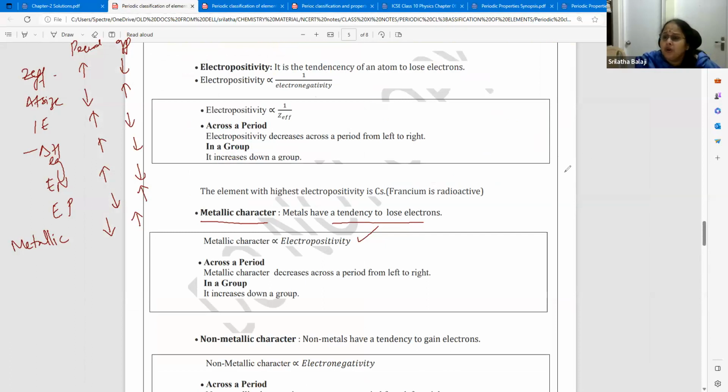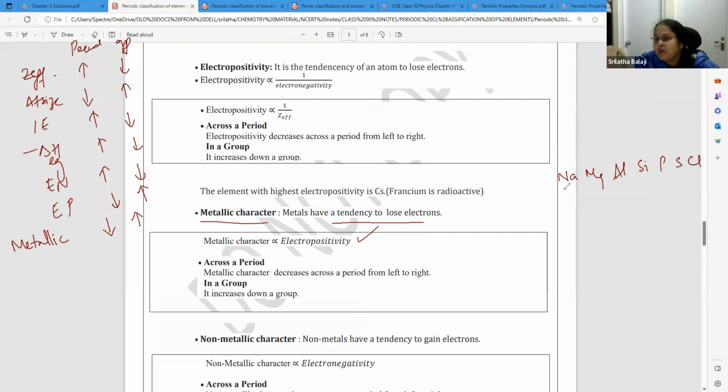You will observe sodium, magnesium, aluminium, silicon, phosphorus, sulfur, chlorine. What is happening across the period? Metallic character is decreasing. You see more non-metals on the right. We said that in the p-block there are non-metals, and the remaining you see are metals. So metallic character is decreasing across the period.